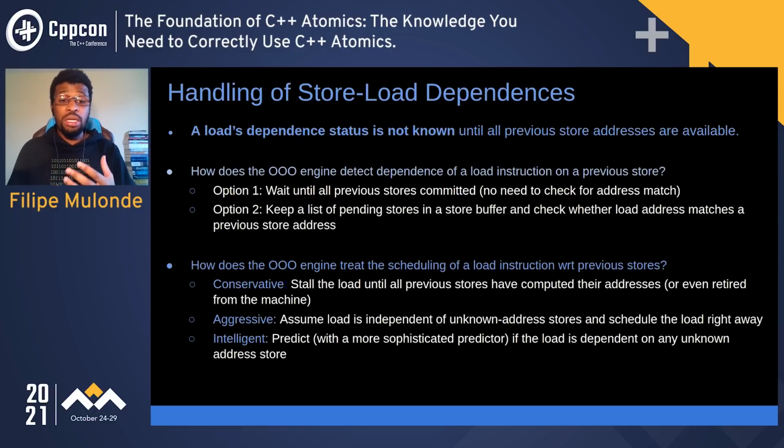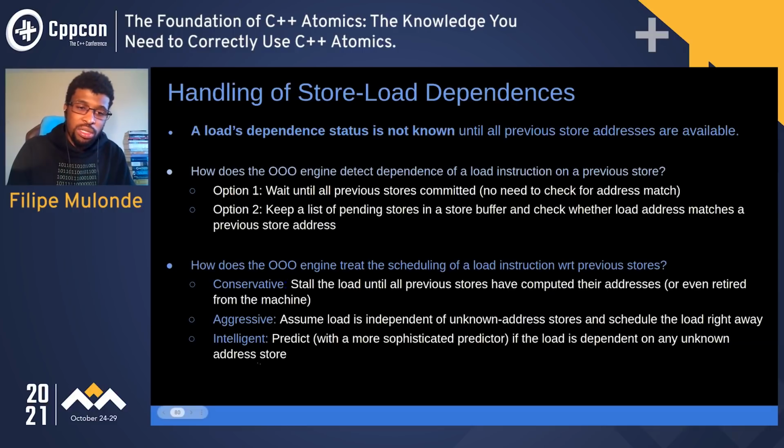And the second approach is the aggressive approach. Here, we assume the load is independent of unknown-address stores, and we schedule the load right away. But later, we need to check if the prediction is right or wrong. And if it's wrong, we need to execute the load again. And the last approach is the intelligent approach, which is to predict.